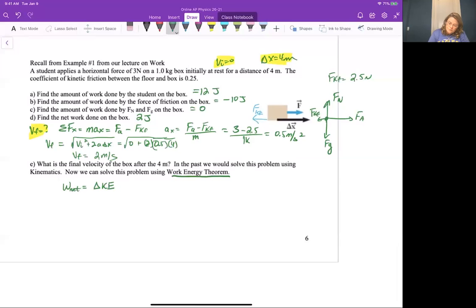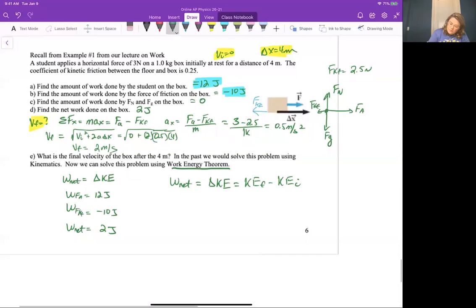Well, we have found that the work done by the student was a positive 12 joules. The work done by the force of kinetic friction was a negative 10 joules. The net work is equal to 2 joules. Okay. We have just learned that the net work is equal to the change in kinetic energy. What is the equation for change in kinetic energy? Kinetic energy final minus kinetic energy initial.